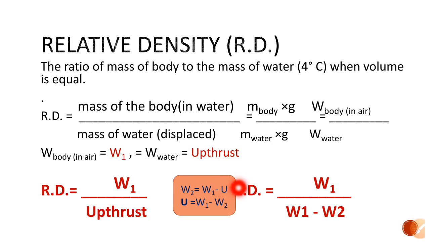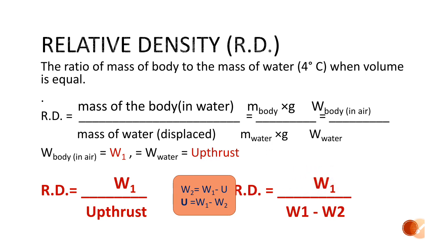So relative density is equal to W1, which is the actual weight, divided by the loss in weight, W1 minus W2. This is the final expression. Relative density equals W1, the actual weight outside water, divided by the loss in weight, that is the actual weight minus the weight when the object is inside water. Whenever the body is taken inside water, there is some loss in weight, and this loss in weight is divided into the actual weight, and this gives the relative density of the body.